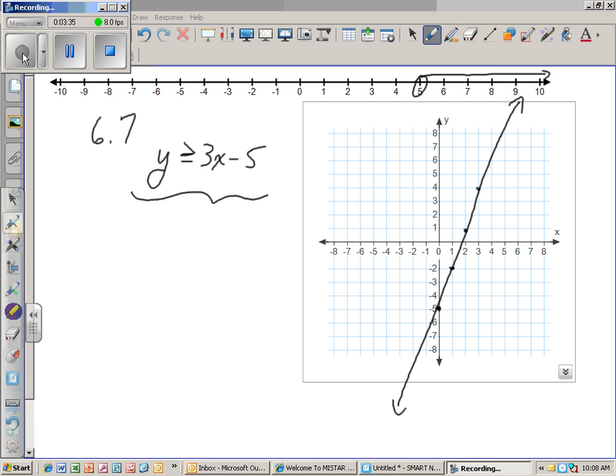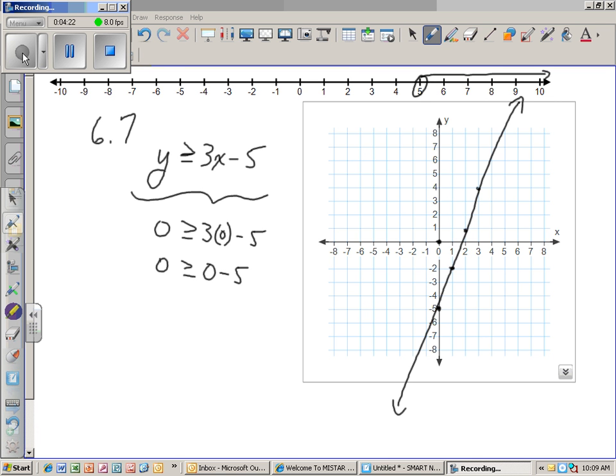Well, what this involves is shading. There are a lot of values that will work. For instance, let's take the origin, 0, 0. Let's see if that's true for this equation. In other words, I'm going to put in 0 for x, and I'm going to put in 0 for y. And let's see if that's true. 0 is greater than or equal to 3 times 0 is 0. What is 0 minus 5? Negative 5. Is 0 greater than or equal to negative 5? Yes.